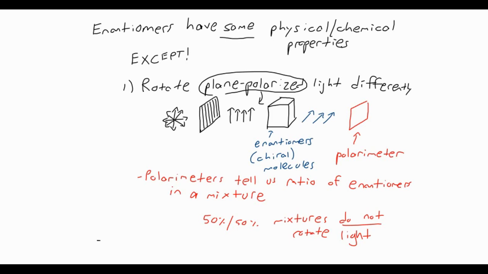Another thing is that chiral molecules react preferentially with other chiral molecules. So if you have two chiral molecules that are different, so we're not talking about just enantiomers anymore, but one chiral molecule and then a completely different molecule that also happens to be chiral, those may or may not react preferentially with each other.